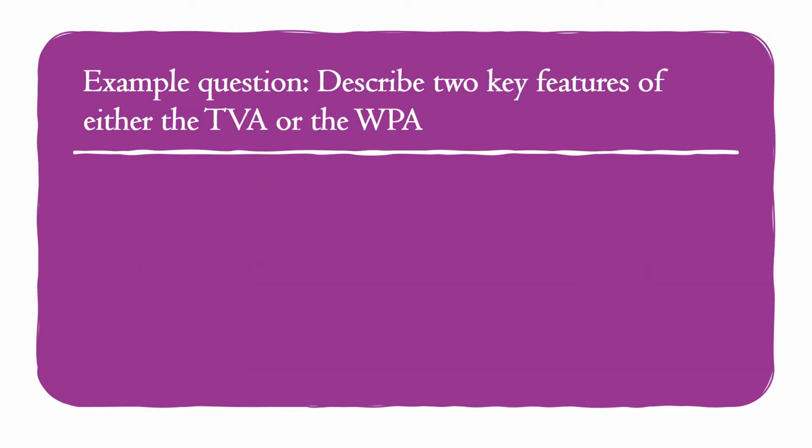So here's an example question. It looks just like it does in the actual exam. Describe 2 key features of either the TVA or the WPA. The TVA being the Tennessee Valley Authority and the WPA being the Works Progress Administration, so both parts of the New Deal.